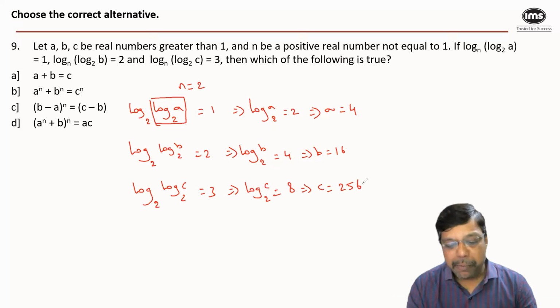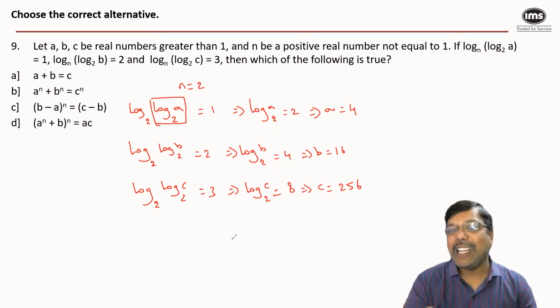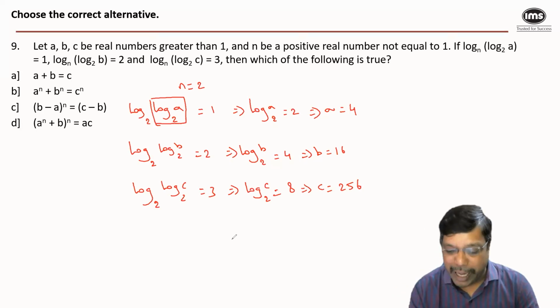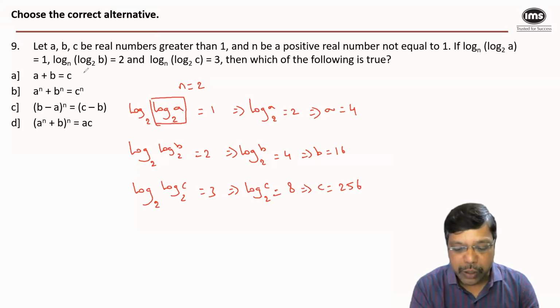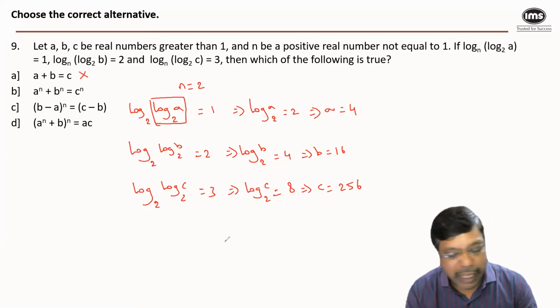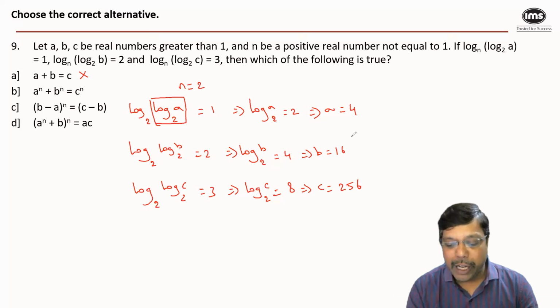Now, let us substitute the values of n, a, b, c in the answer options and eliminate the ones that do not satisfy. Now, clearly, a plus b is not equal to c. Now, a power n plus b power n is equal to c power n. Now, clearly, 4 square plus 16 square is not equal to 256 square.